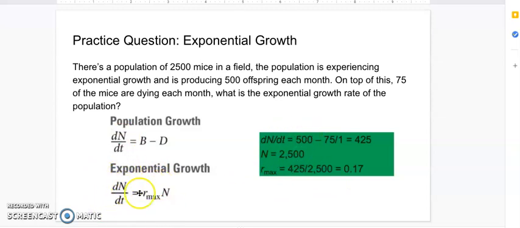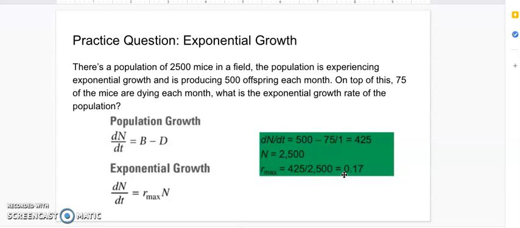So we have 425 on this side. We're trying to find this r max. My value of N is my total population size, which is 2,500. So I'm going to divide both sides by that 2,500. So my final answer is 425 divided by 2,500, and I get 0.17.